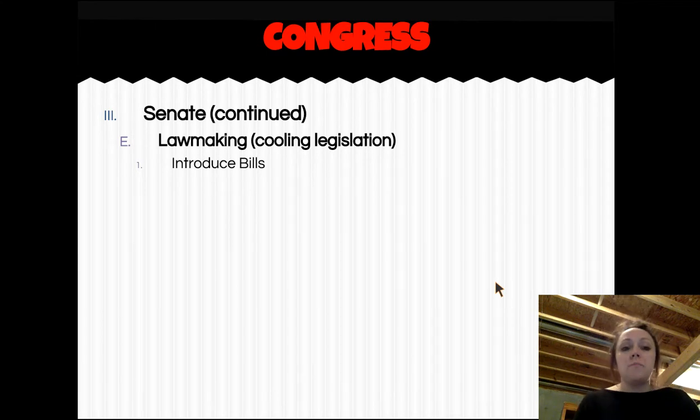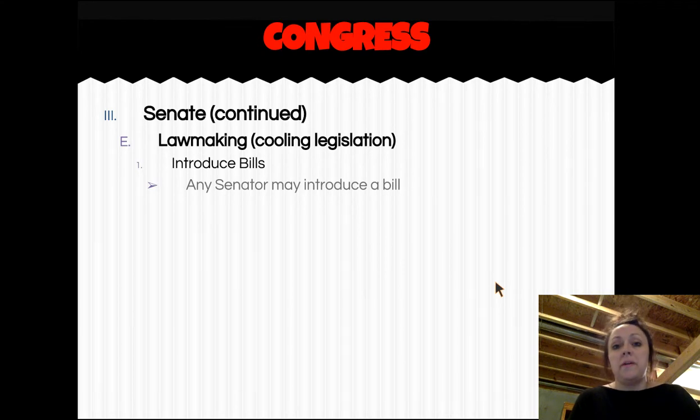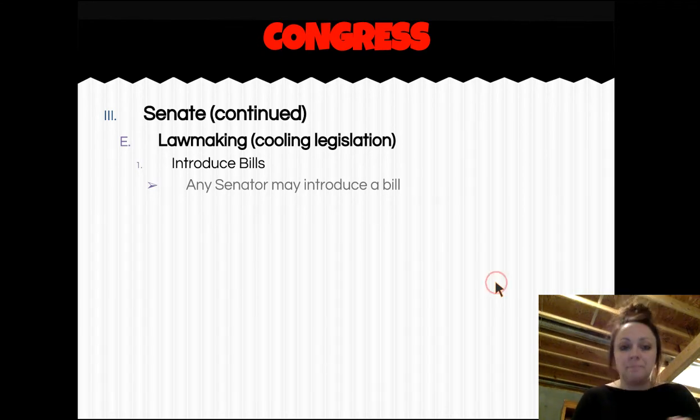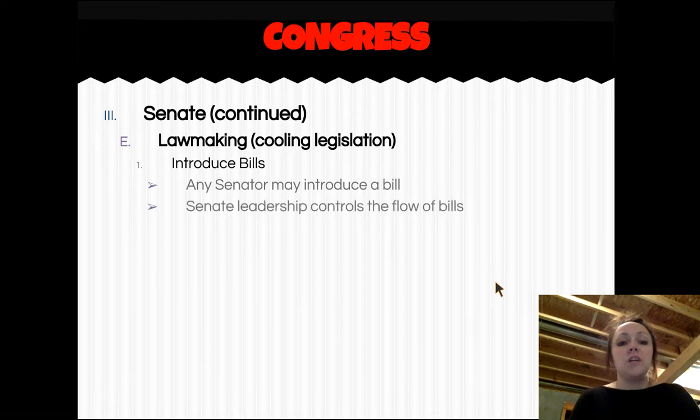So, lawmaking in the Senate. First of all, introduction of the bill. That's step one. Only senators may introduce a bill, but any senator can do that. The Senate leadership controls the flow of the bills. So right now the Senate is controlled by the Republican Party. So if you're a Democrat, you're really going to have to work to get your bill pushed through.